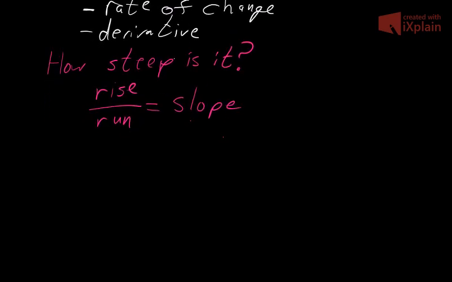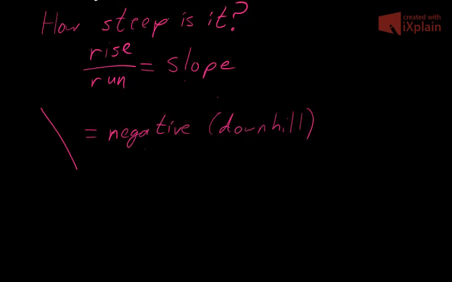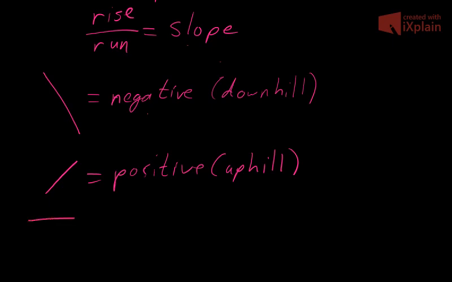A few things about slope. If you do this, and you get a negative number, that means it goes downhill. The slope of an uphill thing then is definitely going to be positive. The slope of a flat thing, how steep is flat? 0 steep. So this is going to be a 0 slope.